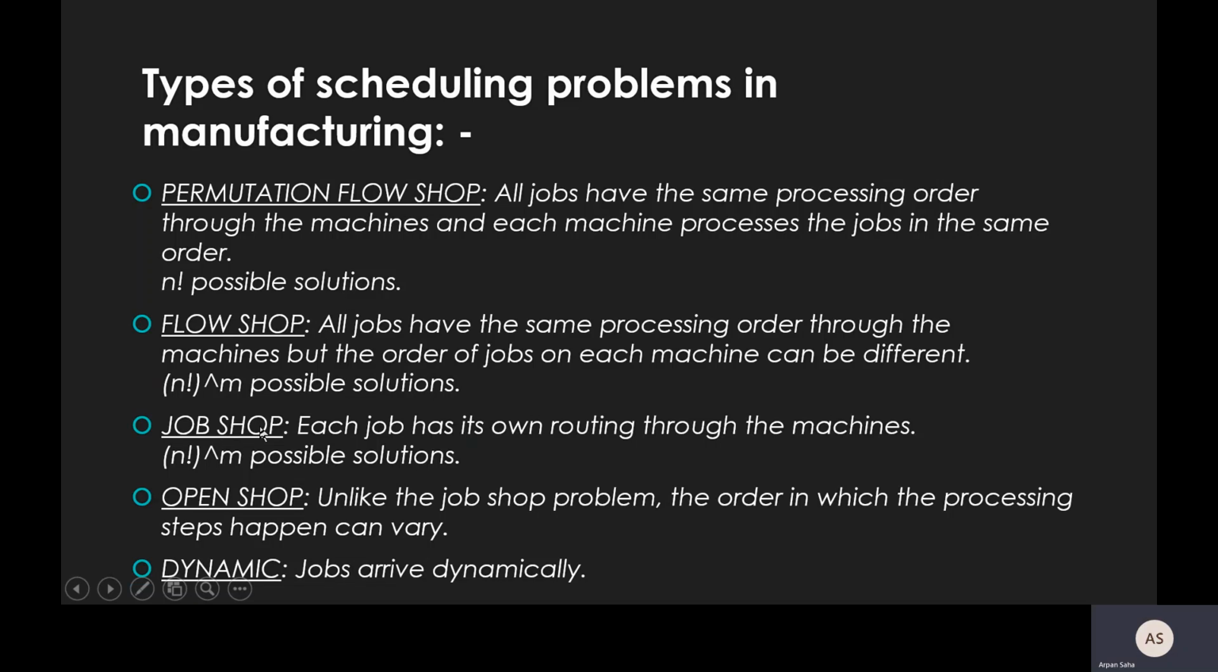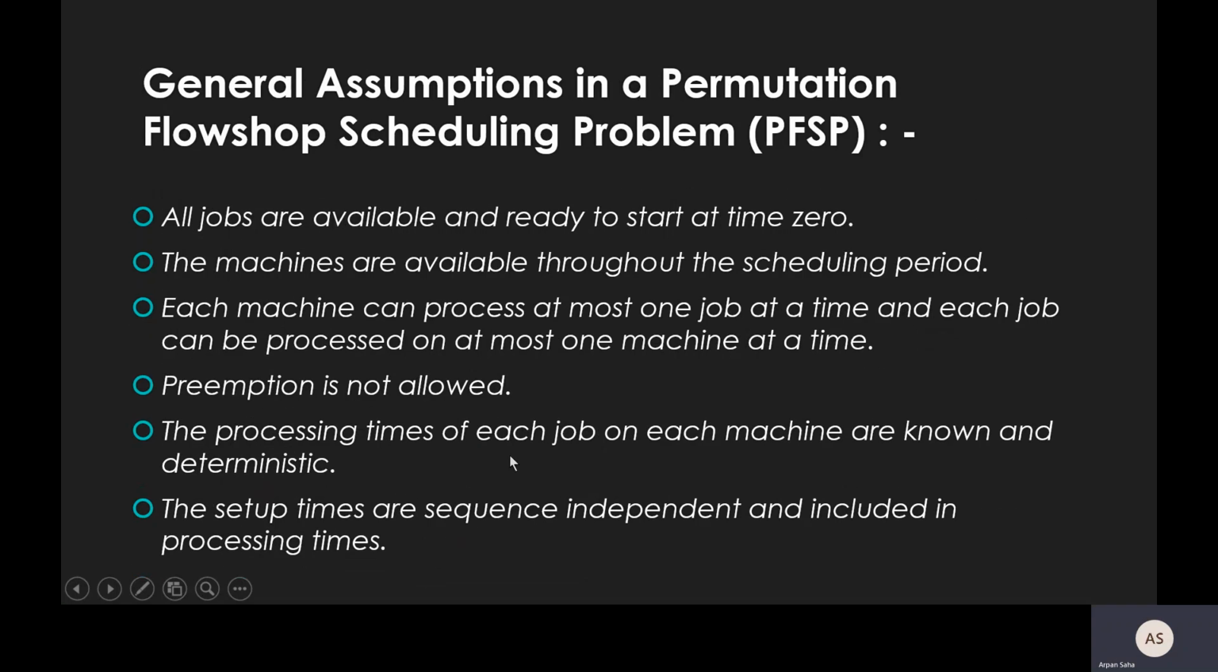Now we all know that job shop is a specialized production process, where each job has its own routing through the machines, because the produced products are of much more variety. So there will, of course, be a hike in the possible number of solutions. And open shop and dynamic, these are actually more specialized production processes, so the number of possible solutions will be much more. So we are interested in the permutation flow shop scheduling problem only.